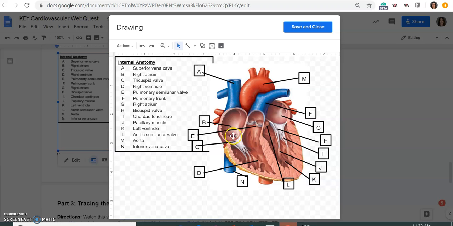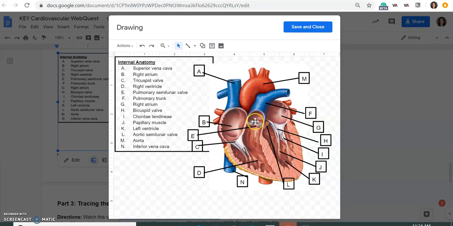So the blood comes in through the right atria, right here, and then goes into the right ventricle. This is called your tricuspid valve, tri because it has 3 attachments, as you can see down here. And then this is called the pulmonary semilunar valve.